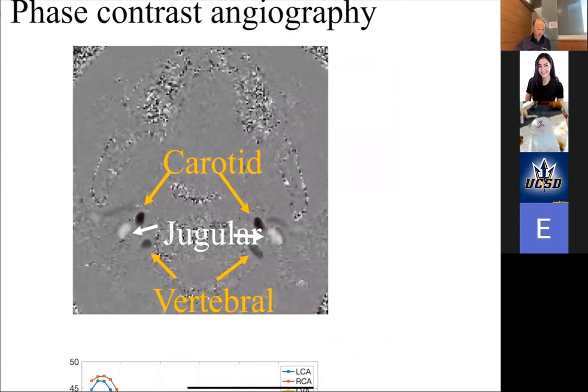This is what's called phase contrast angiography, and this is an axial plane through right around here, probably. Here are the jugular veins, so obviously it's showing a positive velocity. Then here are the carotids and the vertebrals, and they are the opposite sign because they're going in the opposite direction. The value tells you the velocity. You can see the carotids are darker, so they're moving at a higher velocity than the vertebrals. The jugular is probably on the order of the velocity of the vertebrals, but not the carotids, which are the major flow into your brain, so they have the highest velocities.